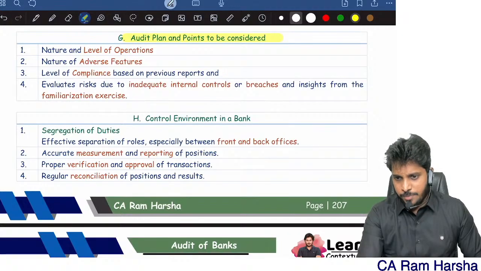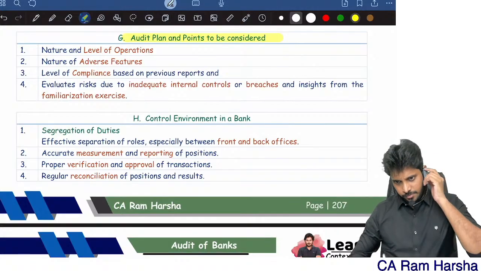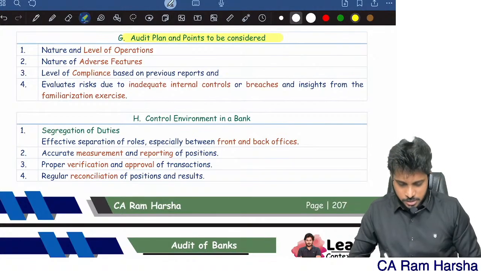Yeah, I think it is proper. Yes, it is proper now. Yes, look at it now.